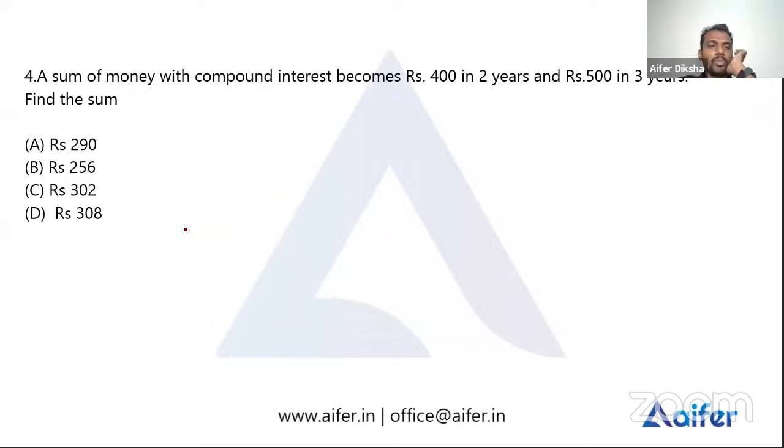A sum of money with compound interest becomes rupees 400 in 2 years and rupees 500 in 3 years. Find the sum. That's the question.